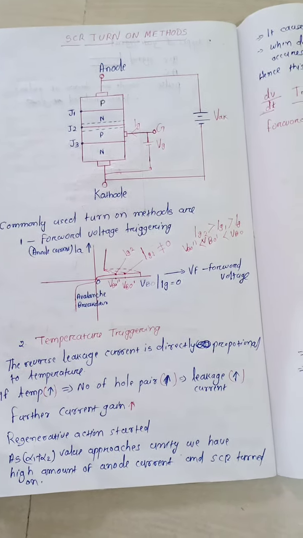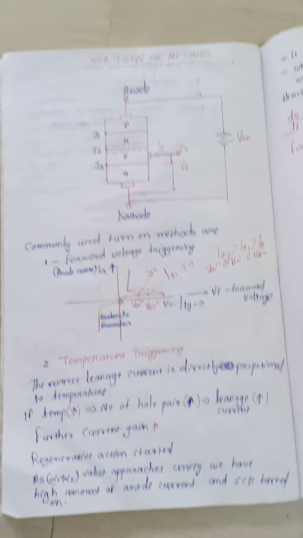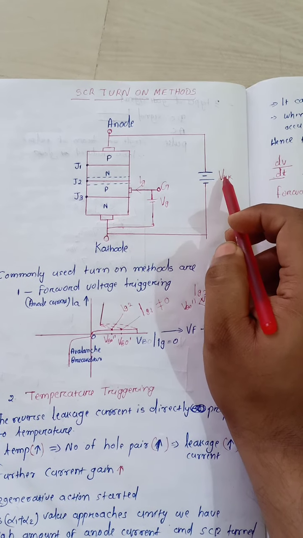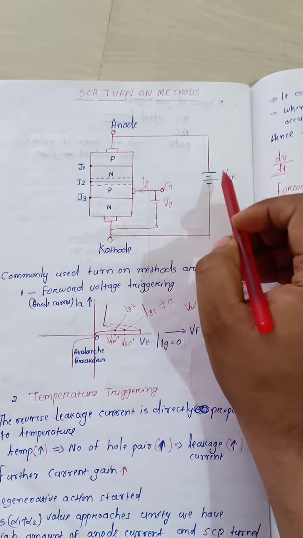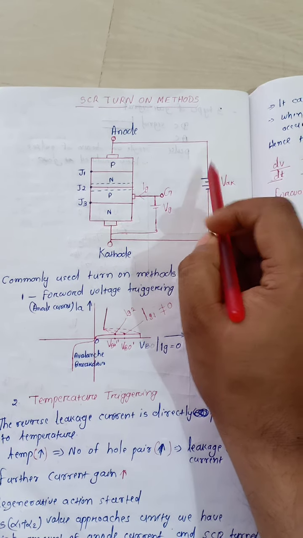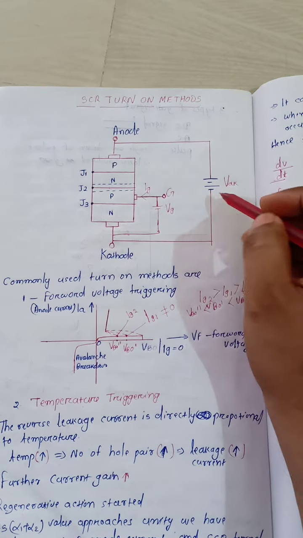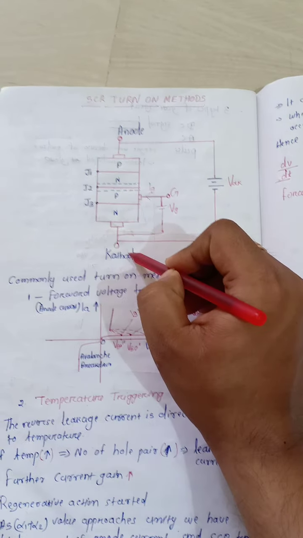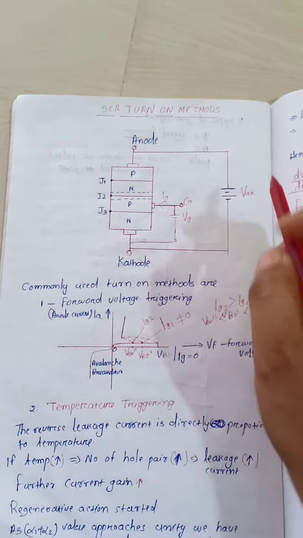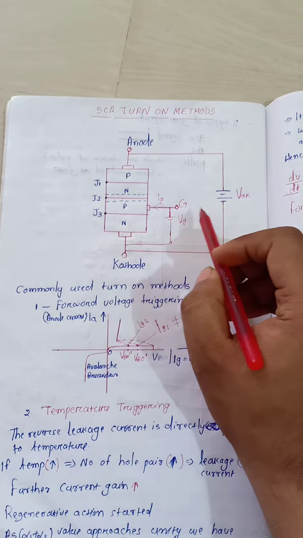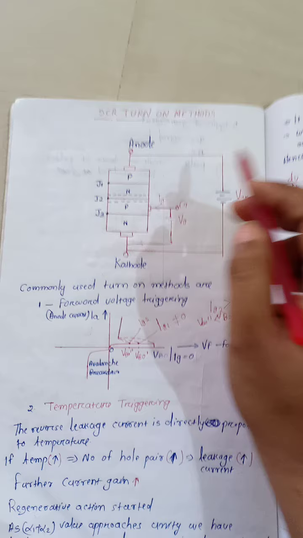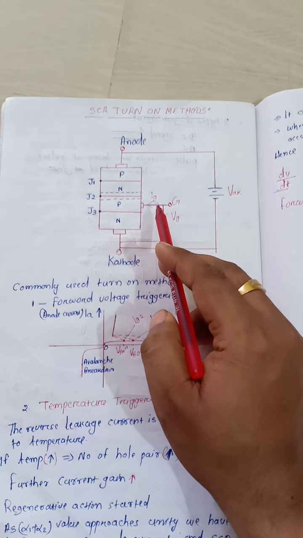So what is forward voltage triggering? In forward voltage triggering, we will connect a voltage source across anode and cathode, and the connection is like this. The positive terminal of the voltage source is connected to the anode and the negative terminal is connected to the cathode.